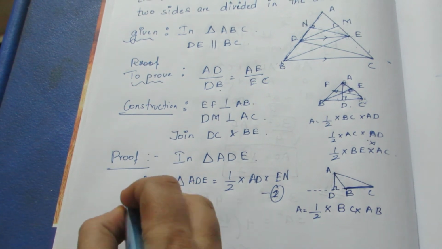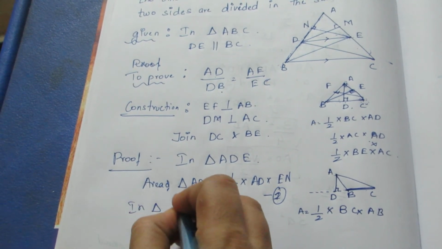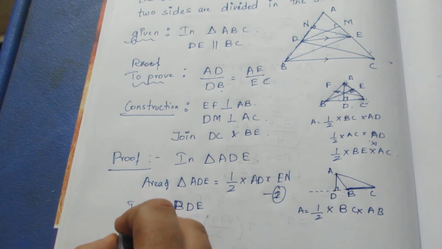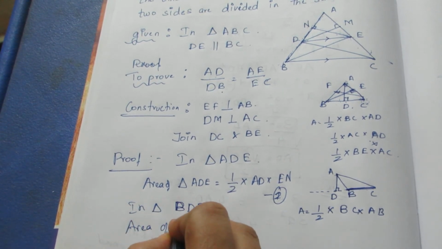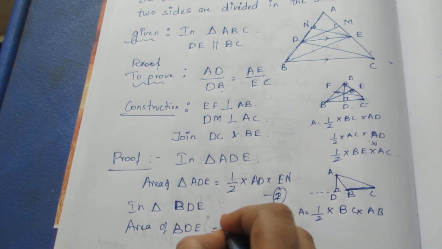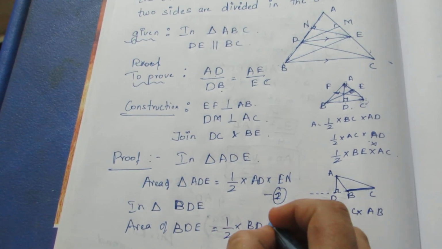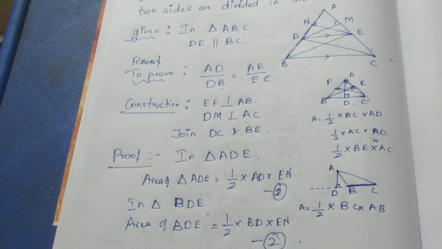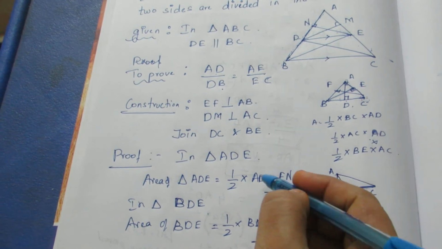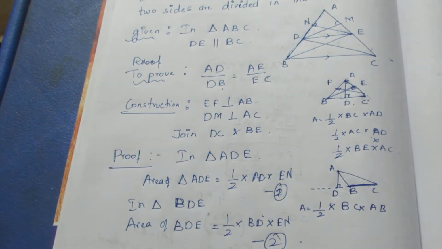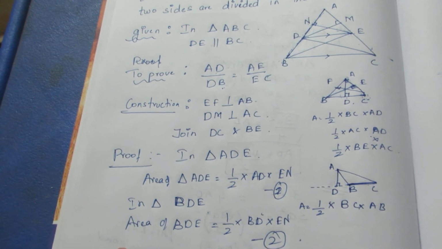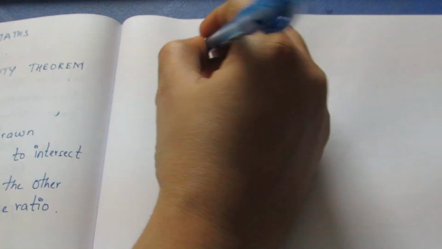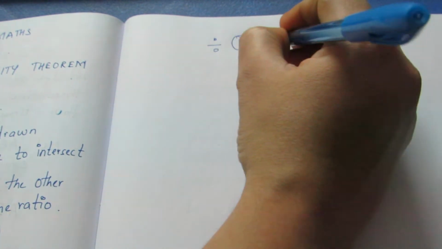So in triangle BDE, area of triangle BDE is equal to half into base BD. As I told before, the height will be outside, EN. I am taking this equation to be 2. I am dividing equation 1 by 2. If I divide, I get AD by BD or AD by DB. Let me show you, dividing equation 1 by 2.